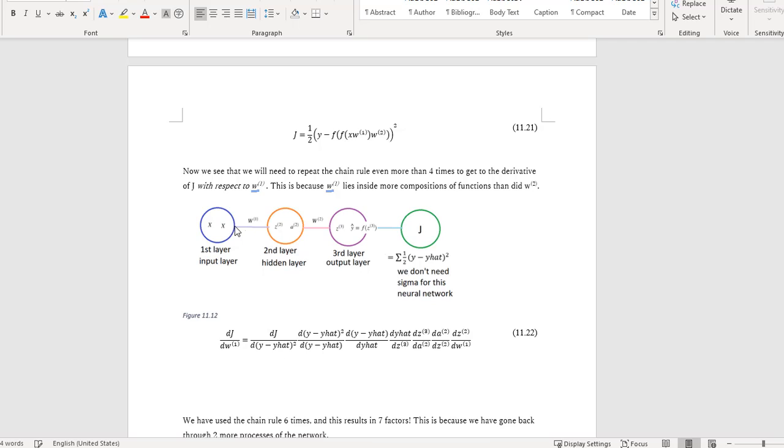But it says that the amount that we're going to have to update this is somehow dependent or a function of the size of the input. The bigger the input, the more this has to be updated.